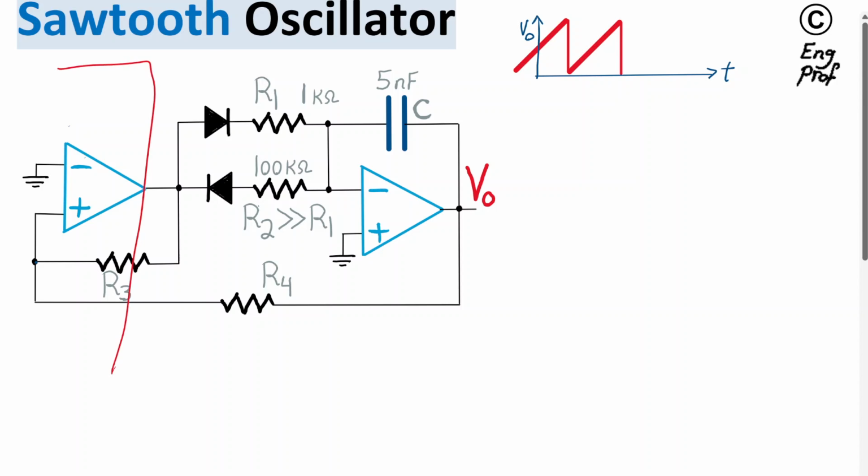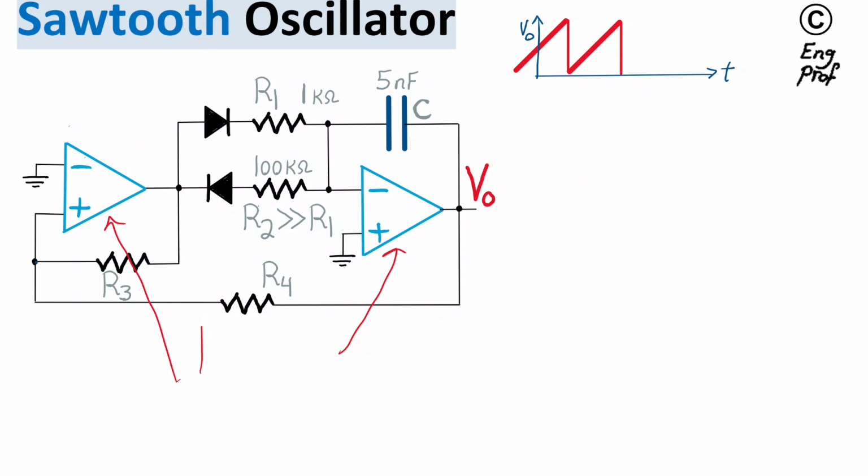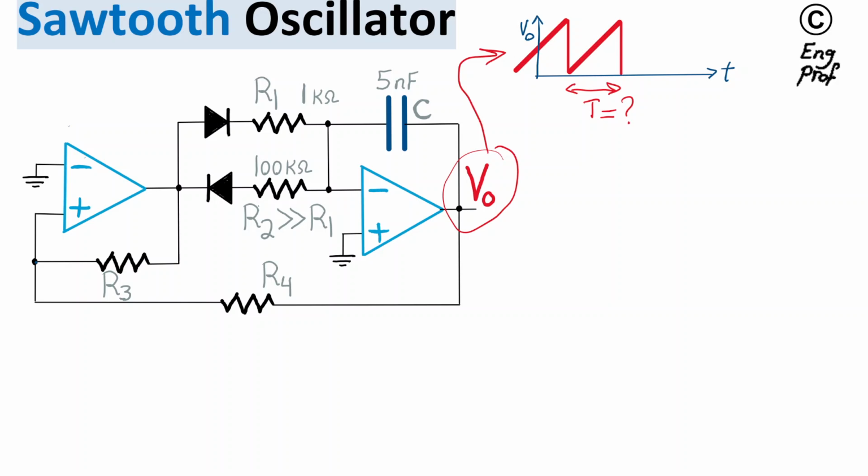The sawtooth oscillator circuit shown here is implemented using 2 op-amps and 2 diodes and some number of resistors and cap. We want to show that the output voltage Vout is in the form of a sawtooth waveform as shown here. We want to see how this is possible and how the circuit operates, and also we want to find the period of this sawtooth waveform as a function of the components in the circuit.